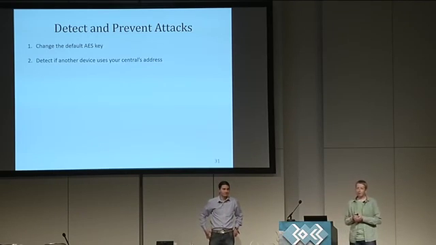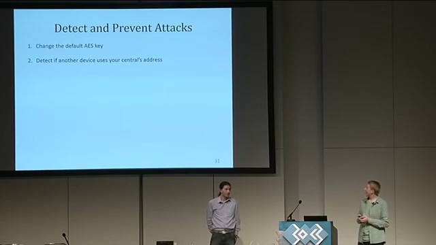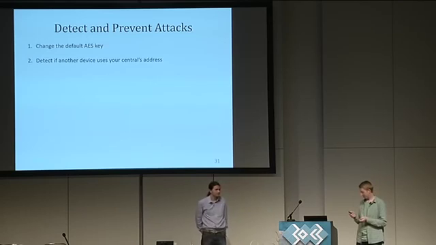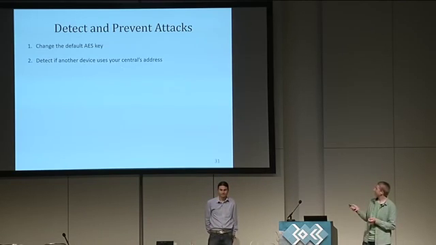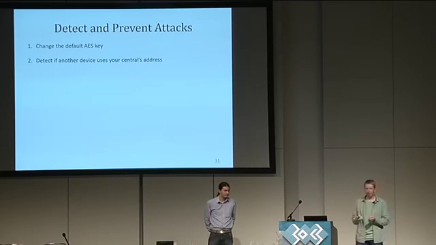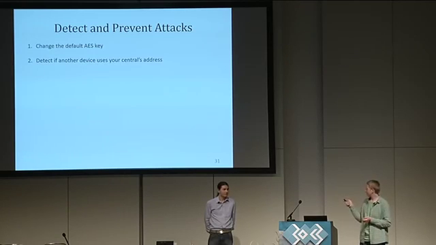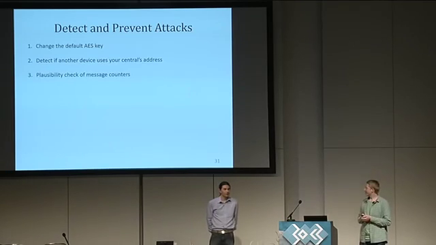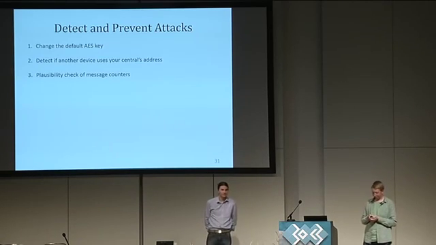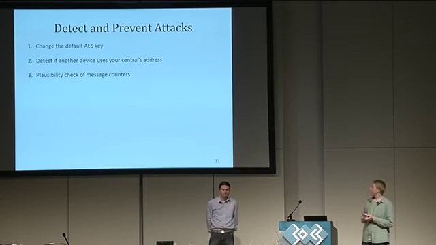You can detect attacks of the second kind, if the software supports it, by trying to detect if another device uses your central's address. If the software knows its own address, it's easy to detect if somebody else uses it. HomeGear actually does that. But sadly, you can only detect an attack, you cannot prevent it.